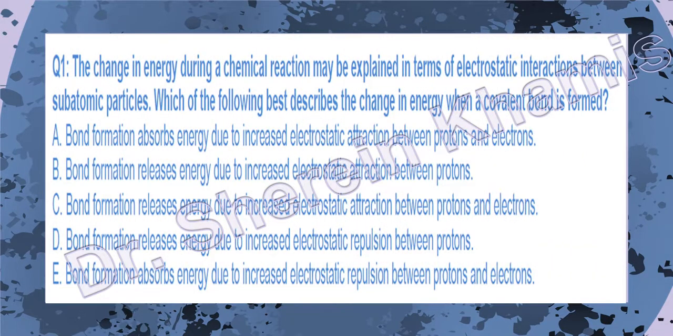The first question today: the change in energy during a chemical reaction may be explained in terms of electrostatic interaction between subatomic particles. Which of the following best describes the change in energy when a covalent bond is formed? Okay, we want to make a bond. If I want to make anything, you must have energy. But sometimes you need energy to get out or convert from one form to another.